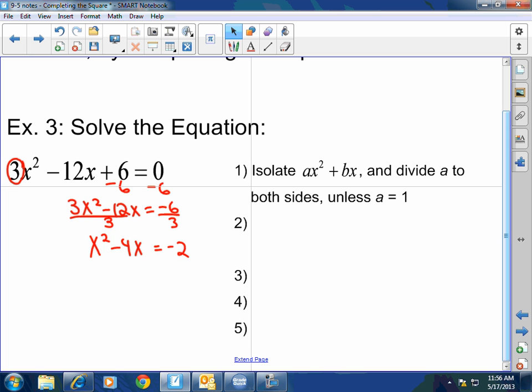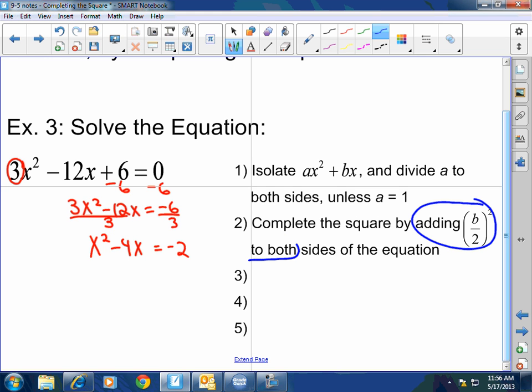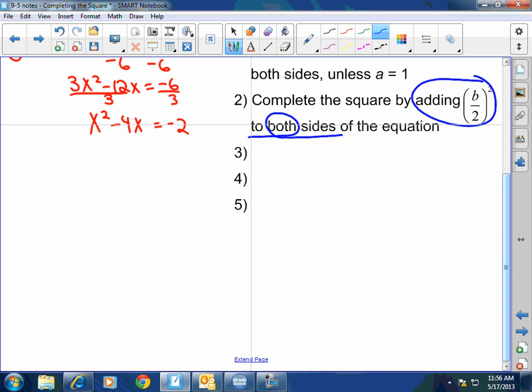Everyone get this so far? Okay. Now, step 2. Complete the square, which we know how to do, but here's the new part. Remember that whatever we do to one side of the equation, we do to the other? So complete the square by adding b over 2 squared to both sides of the equation. So, let's check it out.